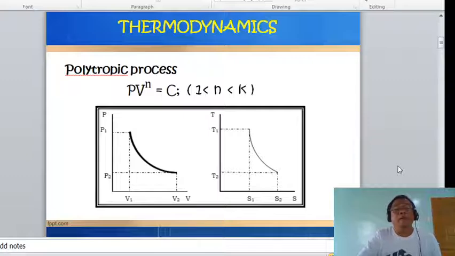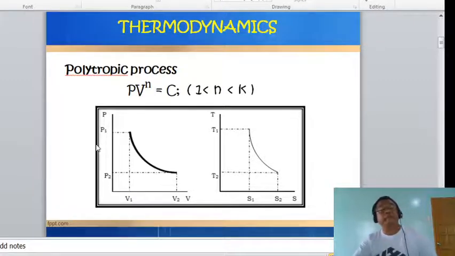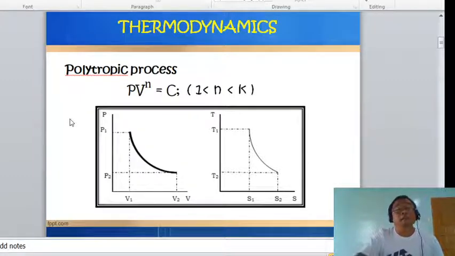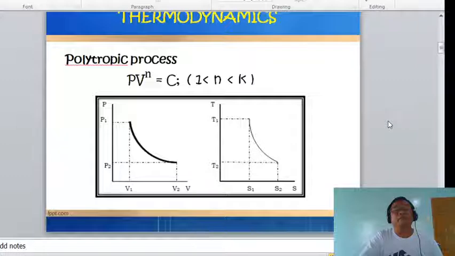The TS diagram for isentropic is a straight line, since S is constant. But for the PV diagram, there is no such change. The equation for isentropic is PV raised to k equals constant. This time, we replace it with PV raised to n equals constant, where 1 is less than n less than k. So, this is the diagram.